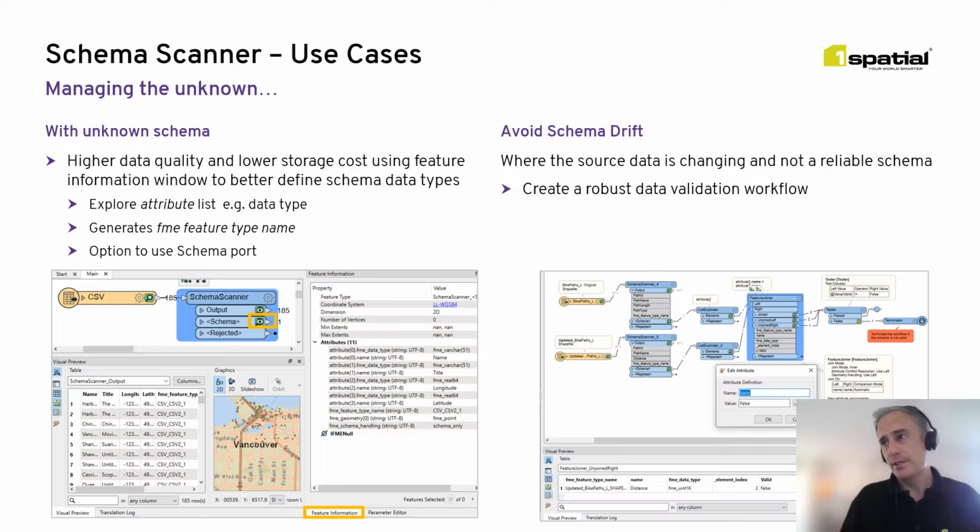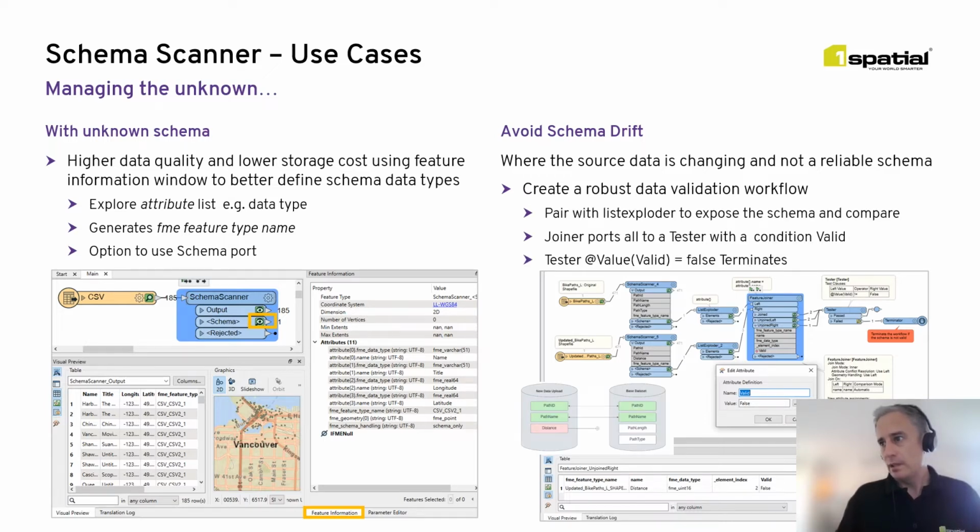So this could be used to determine whether data is meeting the standard that you want. So in this instance, it's not, because the new data that's been trying to be uploaded has a different schema, distance, when probably it should be path length.